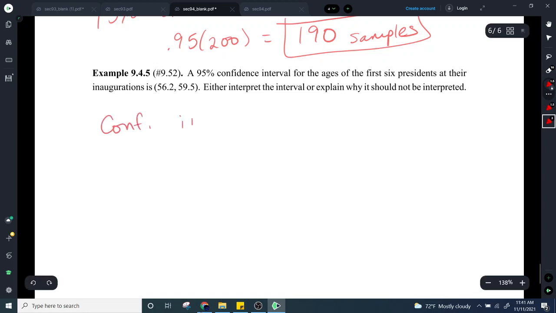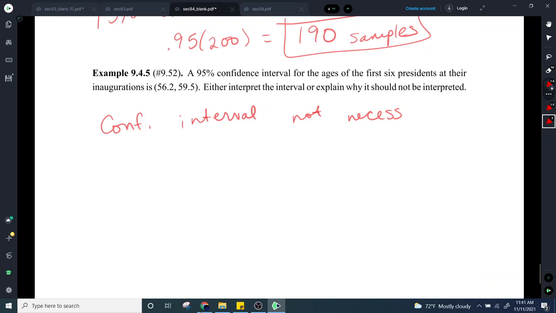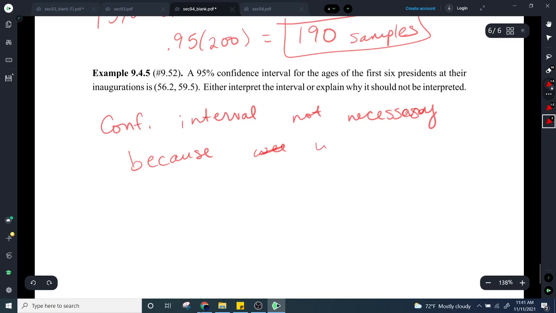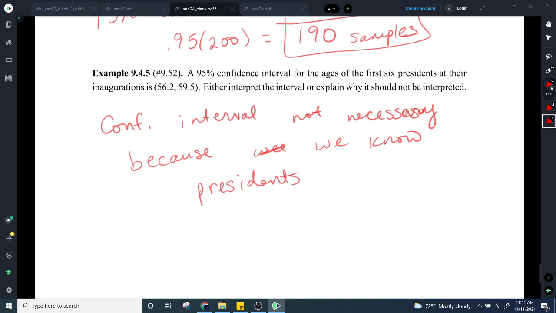Why is a confidence interval not necessary? I can't spell necessary. Why? Because we're talking about presidents' ages, because we know all of that information. So we know the presidents' ages. I guess the idea is you'd be using a 95% interval to estimate the average age of all presidents, but we know that information anyway. We know all presidents' ages.